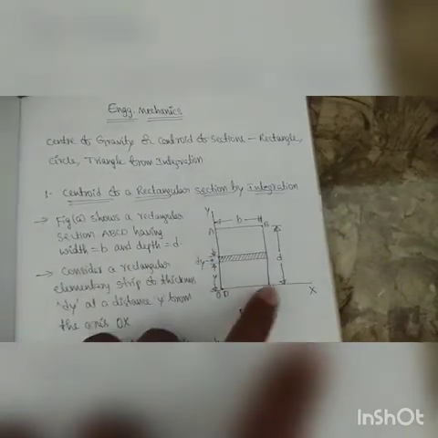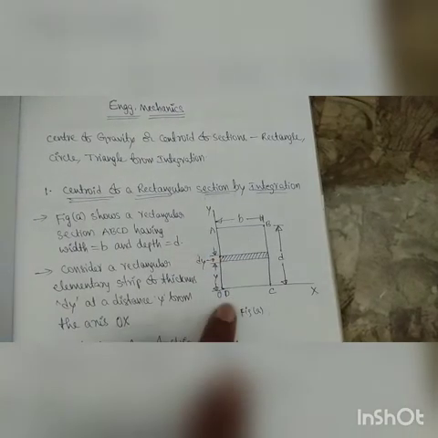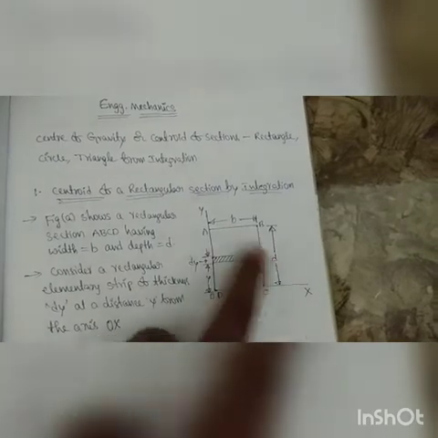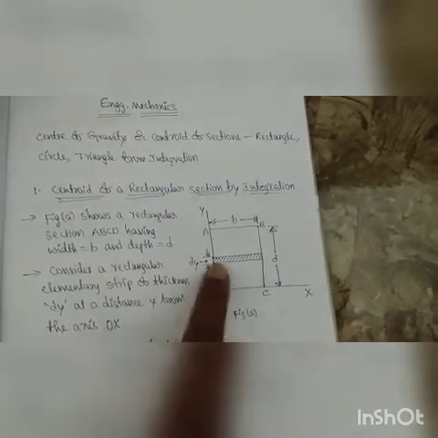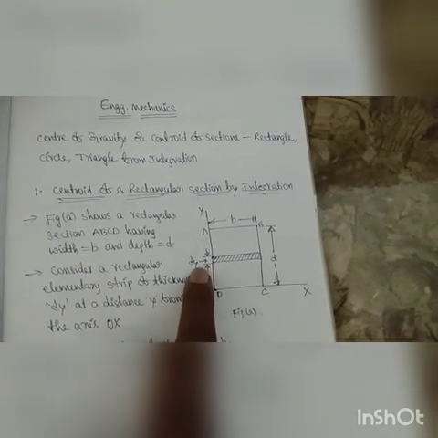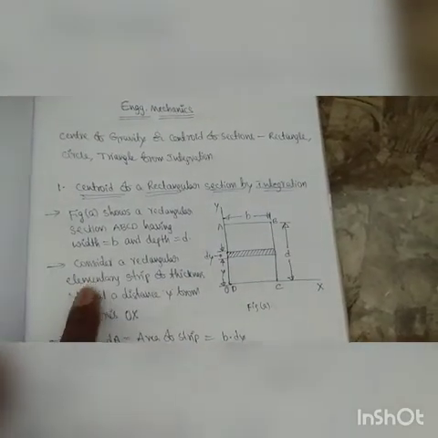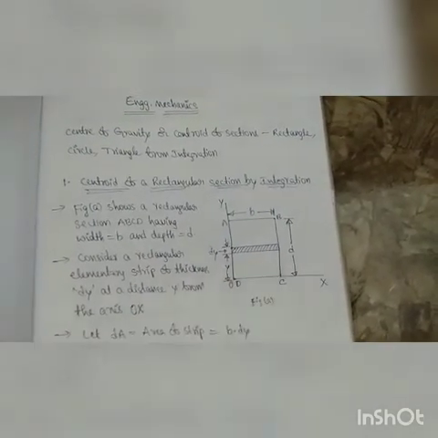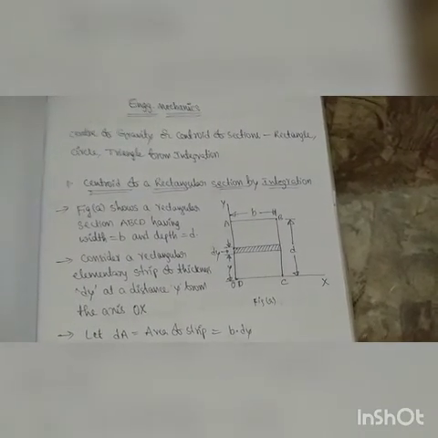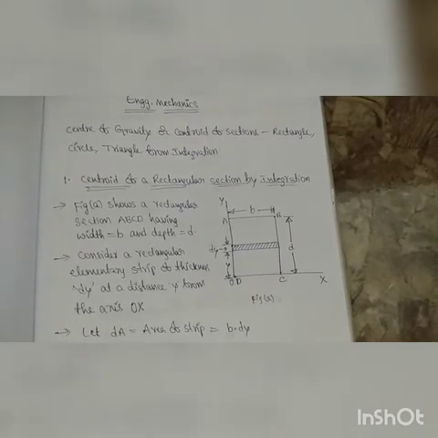In this rectangle we are taking a small rectangular area, and we are giving the areas. For the total area we are giving the area as B into D, and for the small rectangular area we are giving the area as B into the thickness, dy. In this rectangle we are considering an elemental strip, meaning a small area of thickness dy.